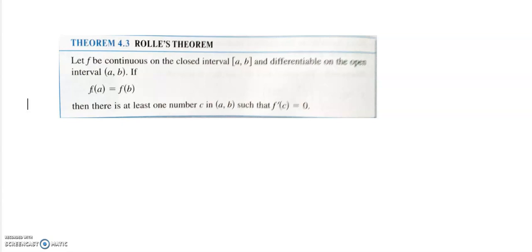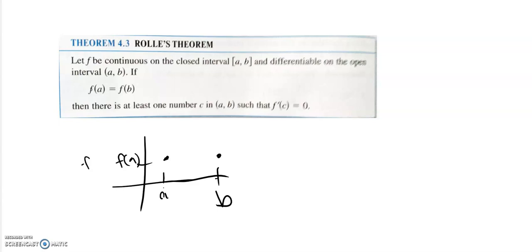Okay, so if you're looking at a graph, let me just sketch a graph real quick. Here's a and here's b, and let's say this is f of a. It is also equal to f of b. They're the same. But let's say your graph goes up something like this. It can be anything, okay?